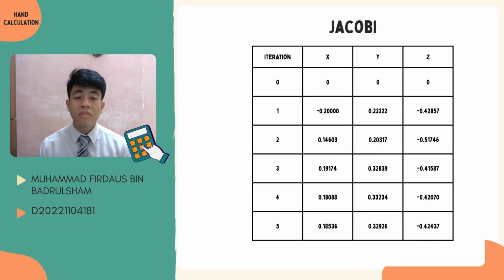So here are the values for the Jacobi hand calculation. Since we just do until the 5th iteration, we have the values for x, y, and z for iteration 0, iteration 1, iteration 2, iteration 3, iteration 4, and the last iteration 5.